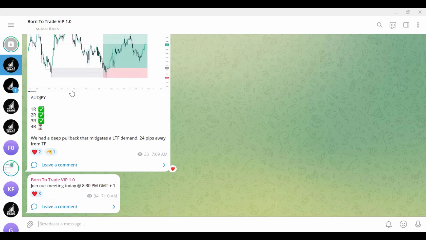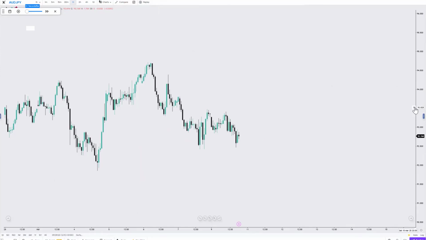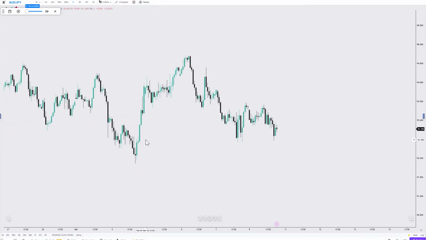Let's see AUDJPY. So this is AUDJPY, the 1 hour time frame. The setup was spot on the 1 hour time frame. So this is a valid zone right here. We have the sweep of this low. Price reacts, breaks this high. So it's a valid setup.